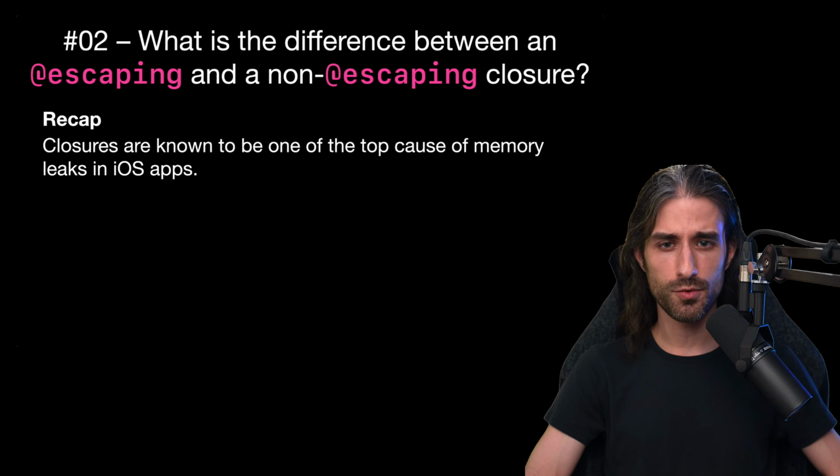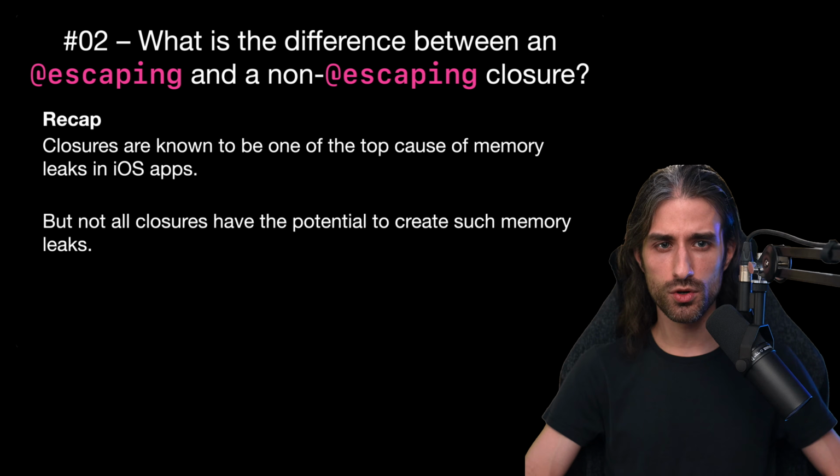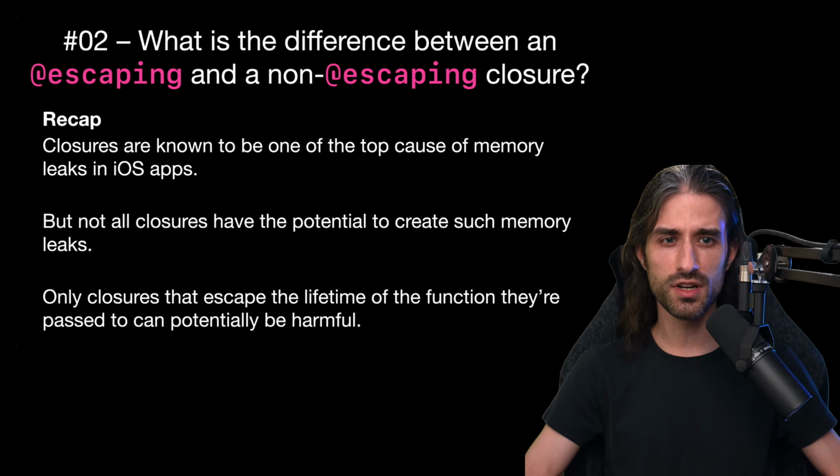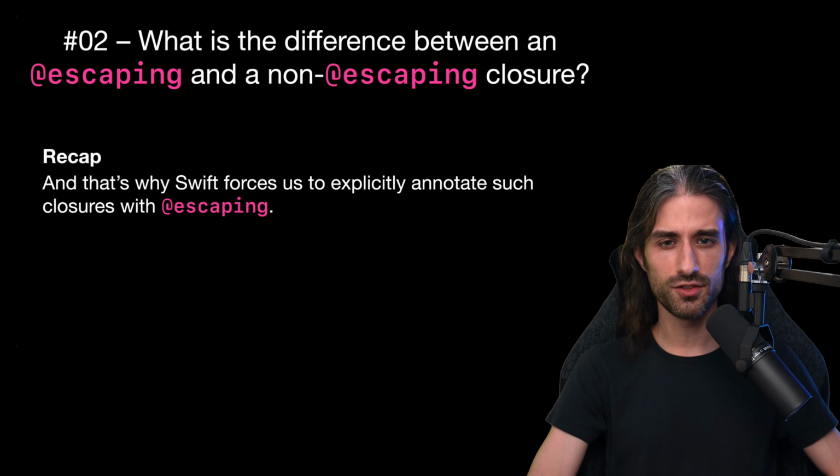So for the recap, we can just state that closures are known to be one of the top causes of memory leaks in iOS, but not all closures have the potential to create such memory leaks. Only closures that escape the lifetime of the function they're passed to can potentially be harmful. And that's why Swift forces us to explicitly annotate such closures with @escaping.